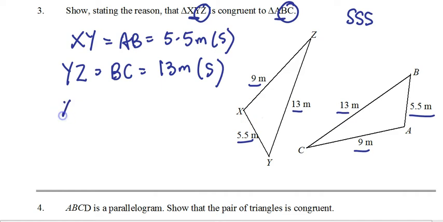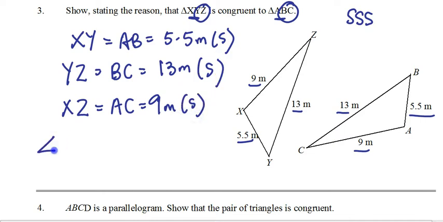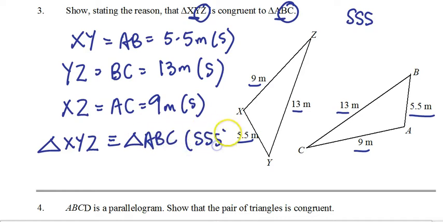And finally, the third side, XZ, which will correspond to AC, which is 9 meters. And this is our third side. Therefore, we can say that triangle XYZ is congruent to triangle ABC. And the reason is triple S. Simple as that.